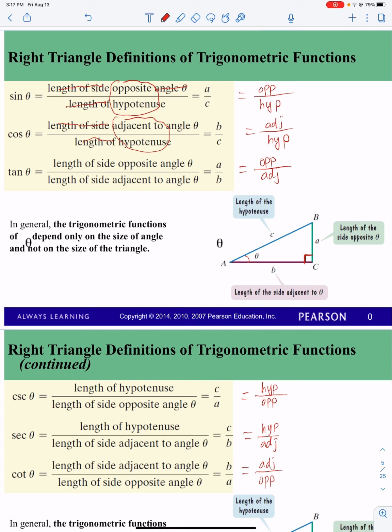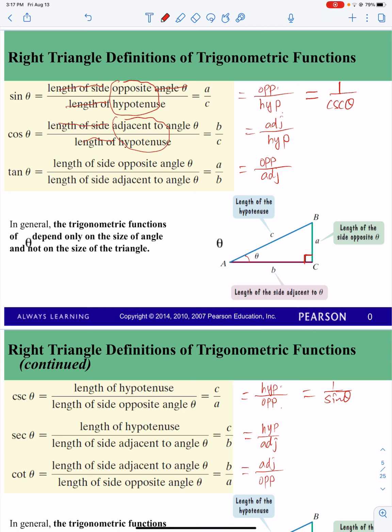So when you look at these 6 definitions, what did you notice? This is opposite over hypotenuse. This is hypotenuse over opposite. So they are what? Reciprocal of each other. Very good. If it's reciprocal, it's what? 1 over cosecant theta. So here is what? 1 over sine theta, yeah? So they are reciprocal of each other.